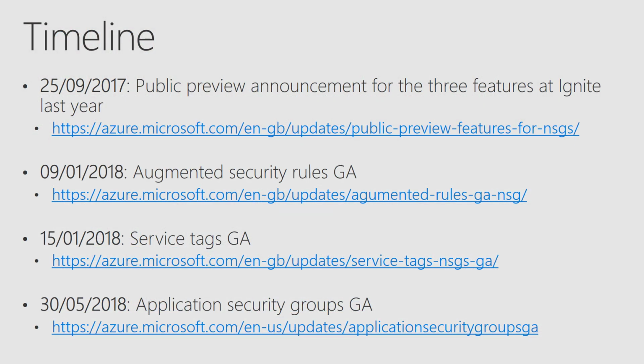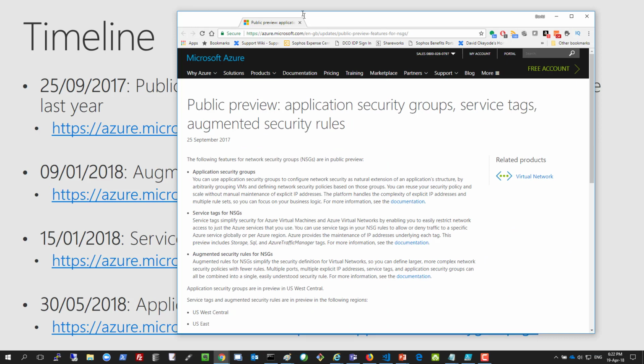Moving on, what's the timeline of how this has happened so far? So the timeline was in September 25th at Microsoft Ignite last year. Microsoft began by announcing these three new features. They announced the preview of these three new features. If I click on the link for that and get that open, so let's go. That should open in a new tab, hopefully. Yeah, there we go. Oh, here we go.